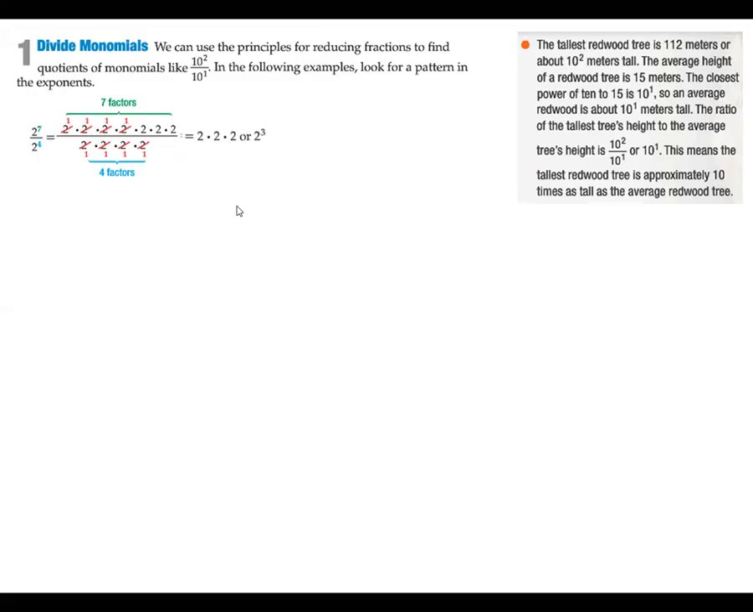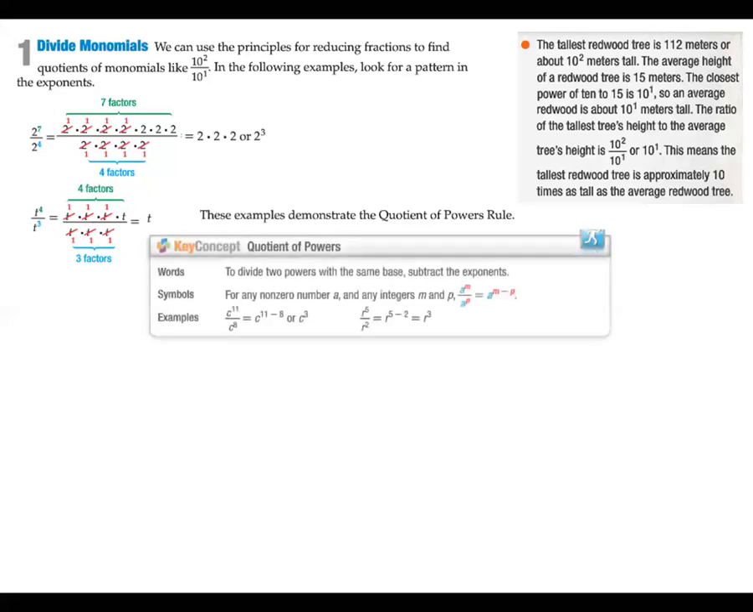What do you think we did? What's the shortcut there? Well, how about t to the 4th over t cubed? Well, you have 4 factors of t over 3 factors of t. There's 3 sets of common factors, so you could cancel those out, leaving just t. So these examples demonstrate the quotient of powers rule. To divide 2 powers with the same base, you just subtract the exponents.